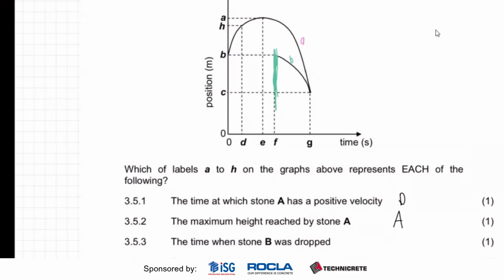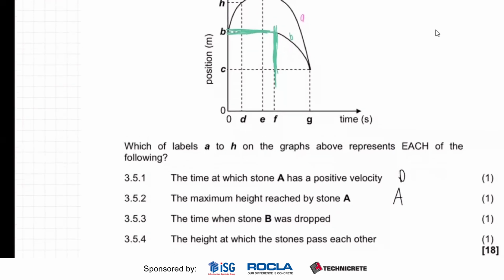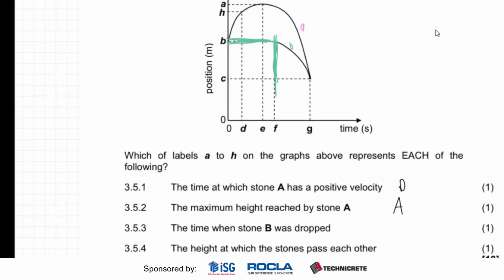If they asked us at what height stone B was dropped at, then that answer would be position B. If they also asked us what is the maximum height reached by stone B, the answer is also position B because stone B doesn't go up and down, it goes straight down. So the highest point that it reaches is the point that it's dropped from. So the answer for the time that stone B was dropped, not the height, not the position, is at time F.